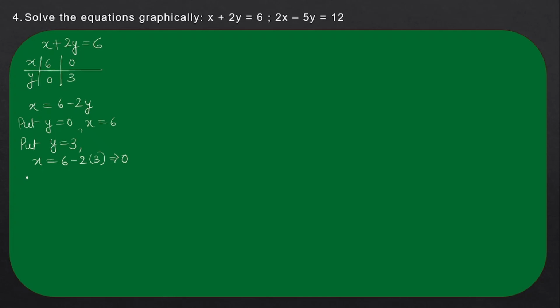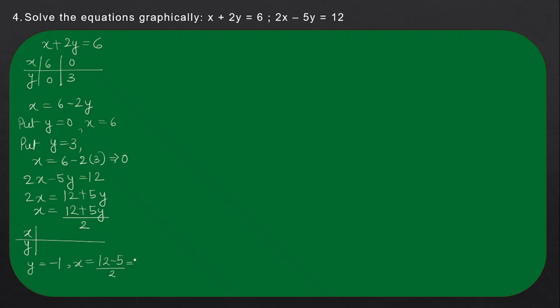Similarly, we will find the pair of points for 2x minus 5y is equal to 12. 2x becomes 12 plus 5y and x becomes 12 plus 5y over 2. Now I need a pair of values of x and y. For the first case, I will put y is equal to, let's say, negative 1. So when I put y is equal to negative 1, I get x as 12 minus 5 by 2, which is 7 by 2, which is 3.5.